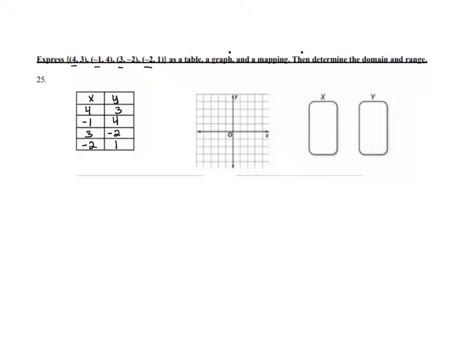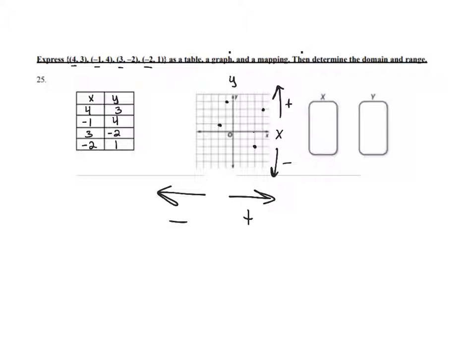Then I'm going to plot those points, so I'm going to graph them. This is our X coordinate and our Y coordinate. So we're going to go to the right 4, up 3; -1, up 4; over 3, down 2; and to the left 2, up 1, because it's -2. So this way is negative, this way is positive, this way is positive, this way is negative.